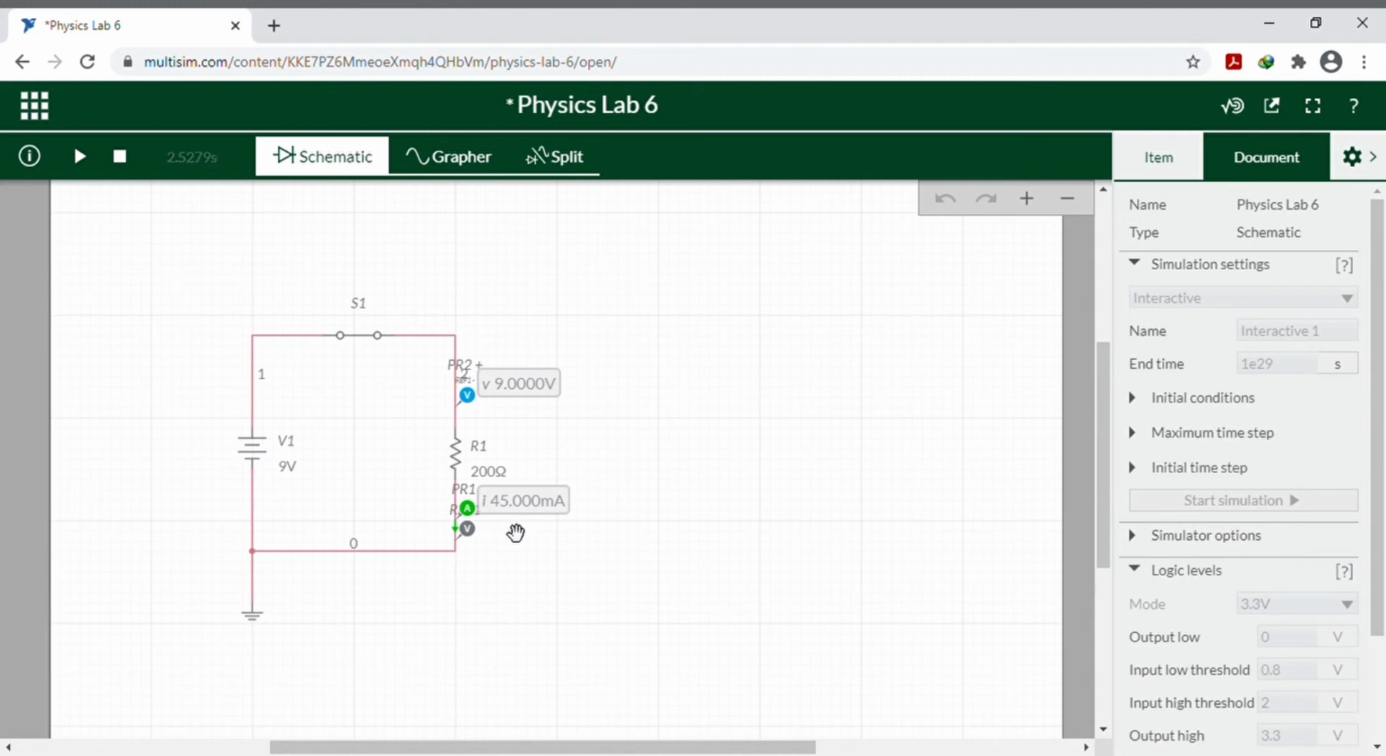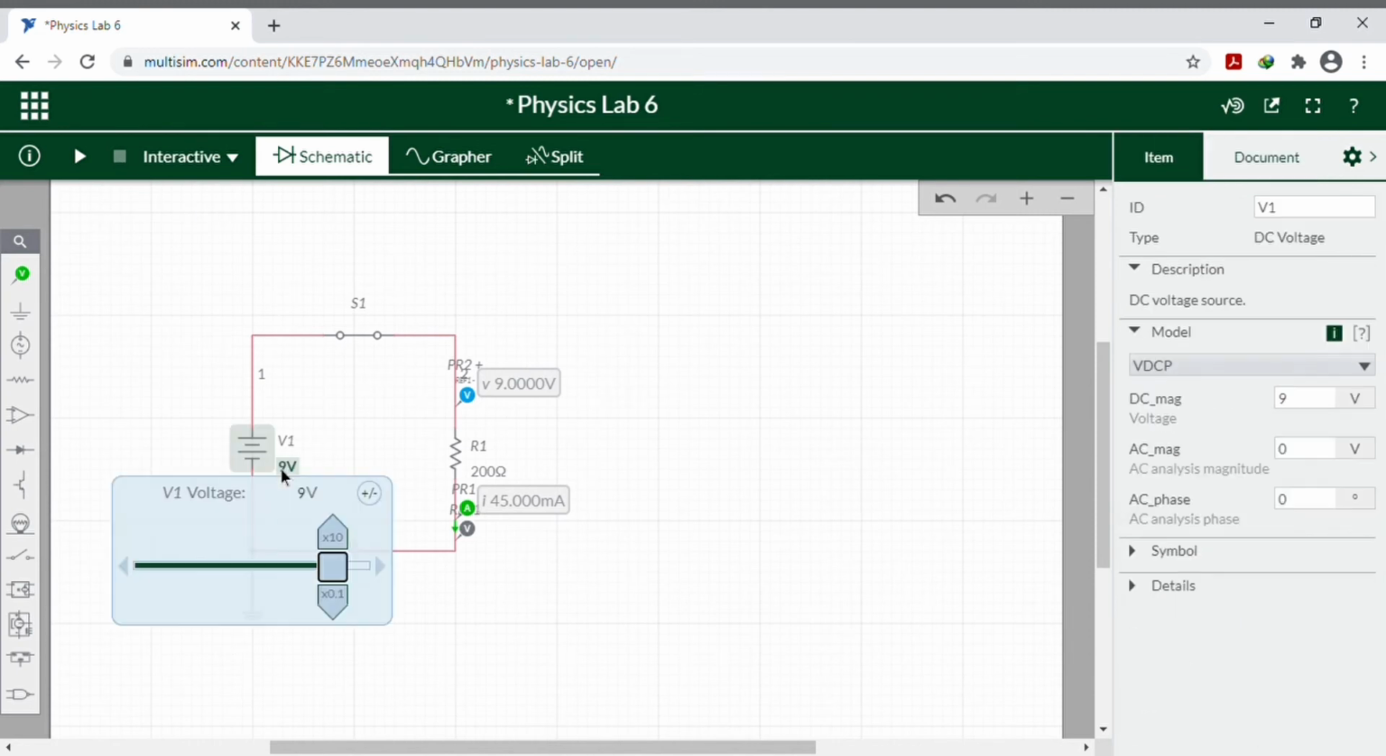So here we can say that the relationship between the voltage and the current is that the voltage is proportional to the current, where the higher the voltage is, the higher the current we will get.